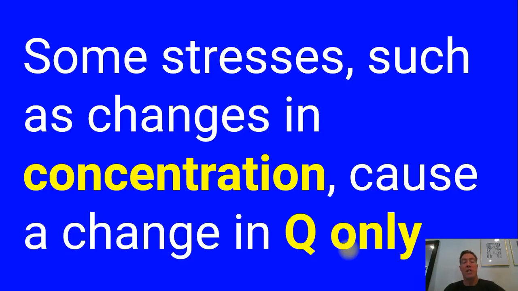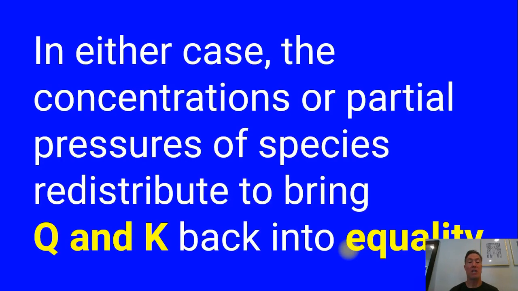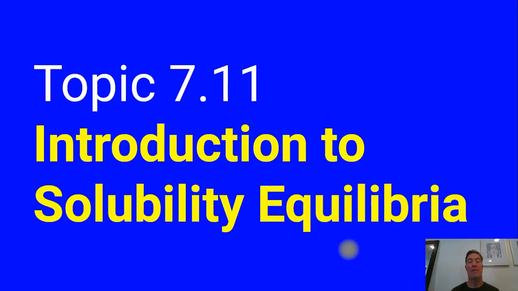Some stresses, such as a change in concentration, cause a change in Q only. But if we change temperature, that and that alone causes a change in the K value. In either case, the concentrations or partial pressures will redistribute to bring Q and K back into equality.